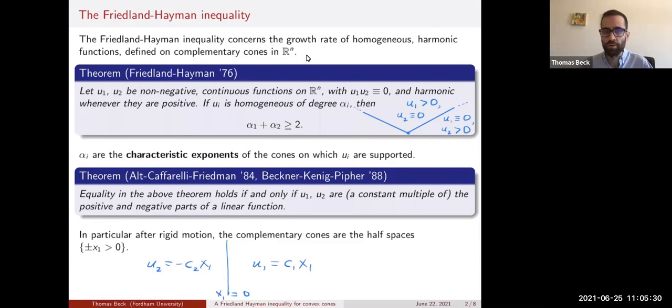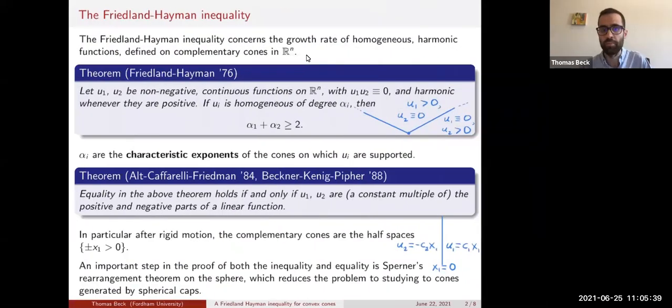So later in the talk, I will say a little bit more about the proof of this theorem and the proof of the case of equality. But let me just say for now that an important step in both the proof of the inequality and equality is Sperner's rearrangement theorem on the sphere, which essentially reduces the problem, rather than studying all complementary cones in Rn, to studying a particular class of them which are generated by spherical caps. But I'll be saying more about the proof later in the talk.